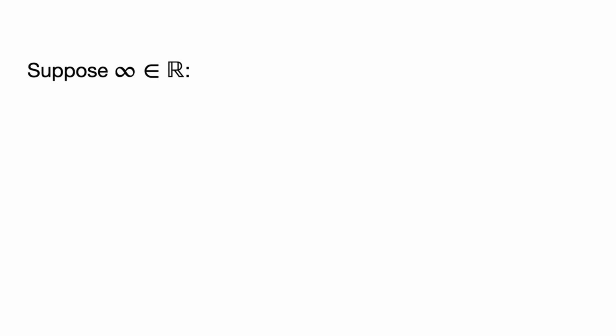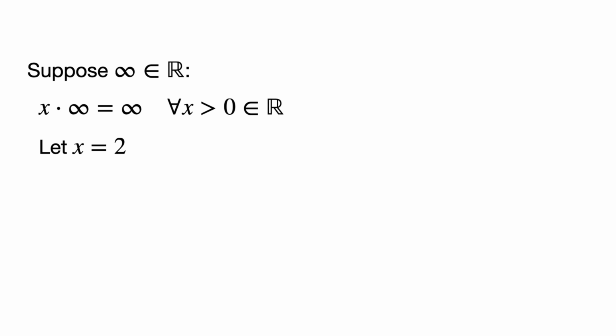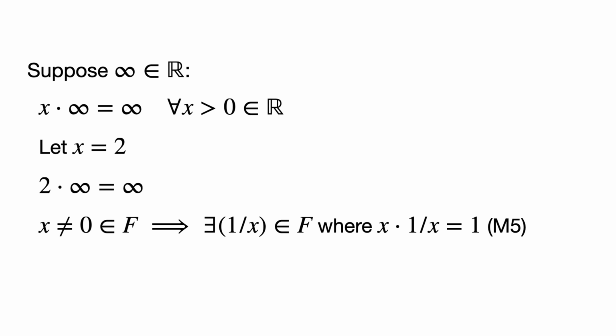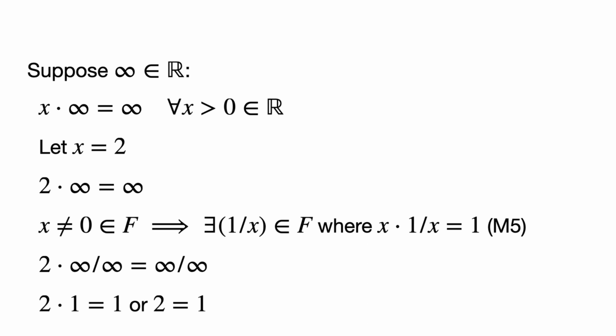So let's begin. Let's suppose that infinity is a real number. One of the properties of infinity, because it's an upper bound of the set, is x times infinity is equal to infinity for any x greater than 0. Now let's just choose any x, doesn't really matter, we'll just choose 2, and we get 2 times infinity is infinity. And what we do is we invoke field axiom M5 of multiplication to show that we must have multiplicative inverses that give us 1, and we simply divide by infinity on both sides, and we get 2 times 1 equals 1, or 2 equals 1.